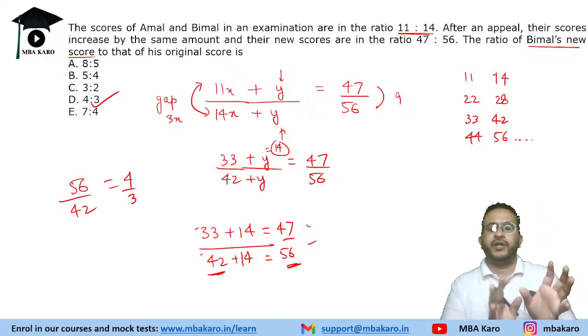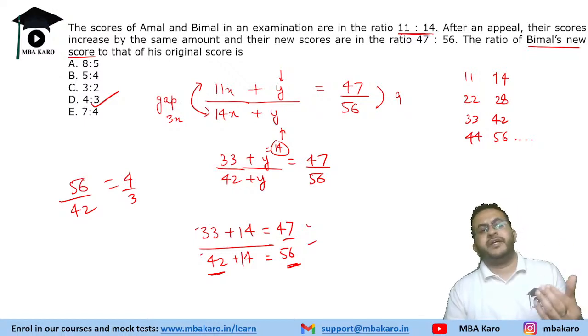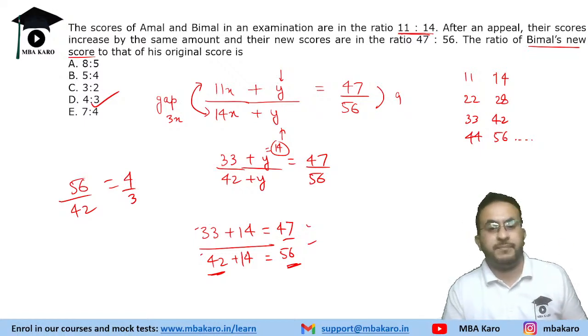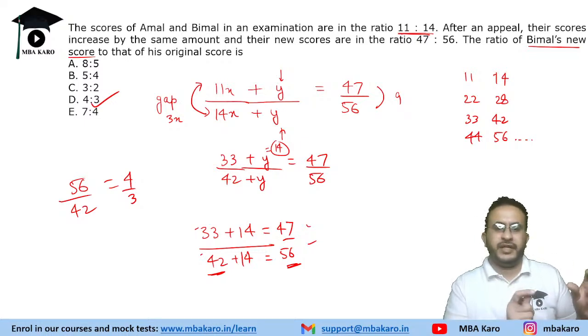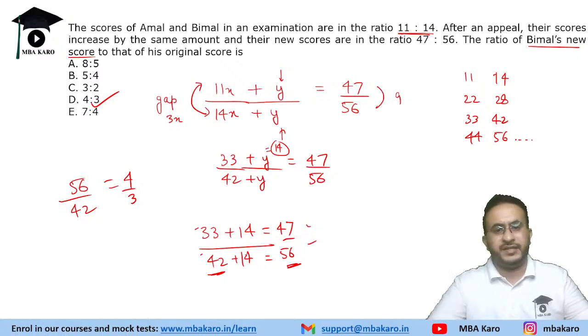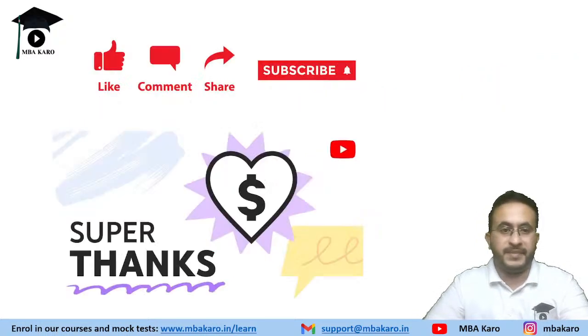Okay, so equate the gap. Same kind of questions. This logic is applied in age-based questions also. Many times, the ratio of two people's ages is given, and accordingly you can find the answer. Okay, all right. Let's see the next question.